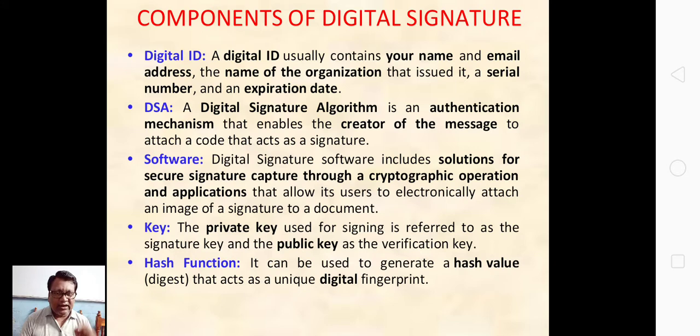Third thing, if you are a company, mostly this digital signature is required at company level. So the name of that organization or institute where you want to keep that name, and they will provide you a serial number. That number is not repeated; it is a unique number, called the serial number, allotted to you. And there is the expiration date.